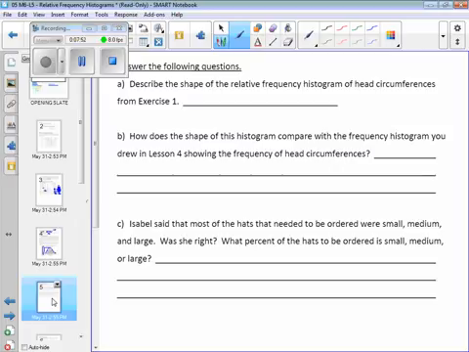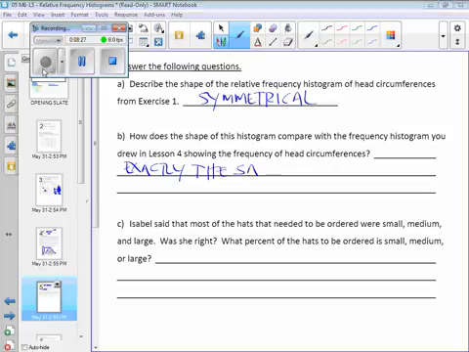How do you describe the shape? This is all new for you. Symmetrical. It is symmetrical. Agreed. It could be slightly skewed right, but honestly, symmetrical is the better answer. And with B, as we've already talked about because it was right in front of us, both histograms are exactly the same. What about part C? Isabel said that most of the hats that needed to be ordered were small, medium, and large. Is that right? Exactly the same center of data.